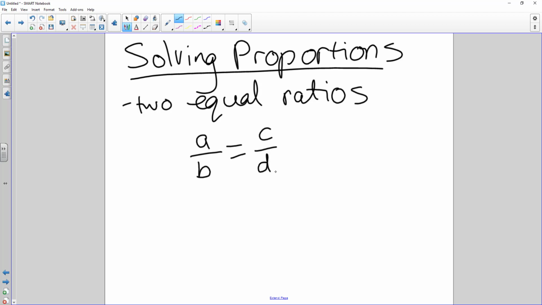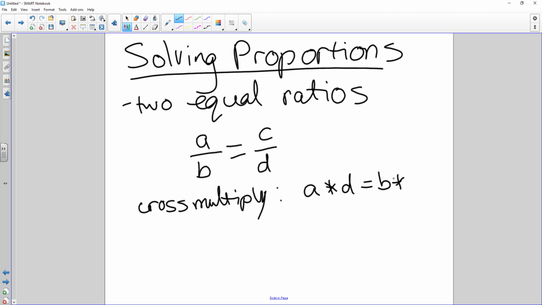So the easiest way to solve proportions is a little shortcut called cross multiplying. What we do is we multiply the numbers kind of like kitty corner from each other. So A times D should equal B times C.